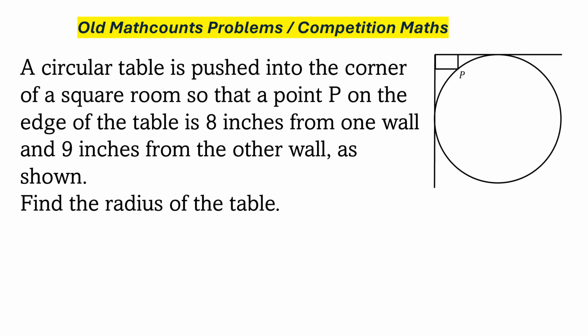mark out the center of the circular table. So if this was our center, I call it O, then I would try and draw the radiuses. So one of the radius would be this, and the other radius would be this. Okay, and then I would also want to mark out the 8 and 9 inches. So if I said this was 8 and this was 9, it doesn't matter which one you do, 8 or 9. And then you see the radius, suppose, is R.